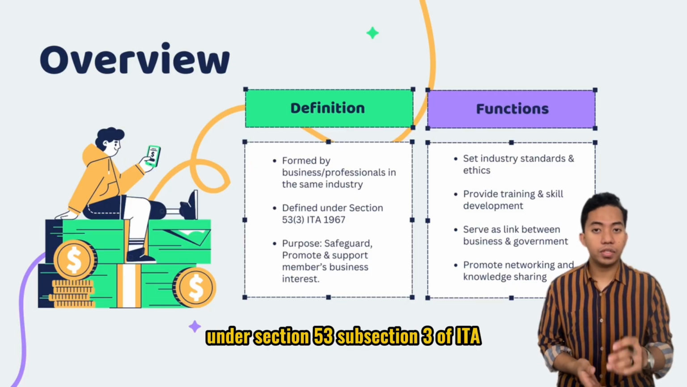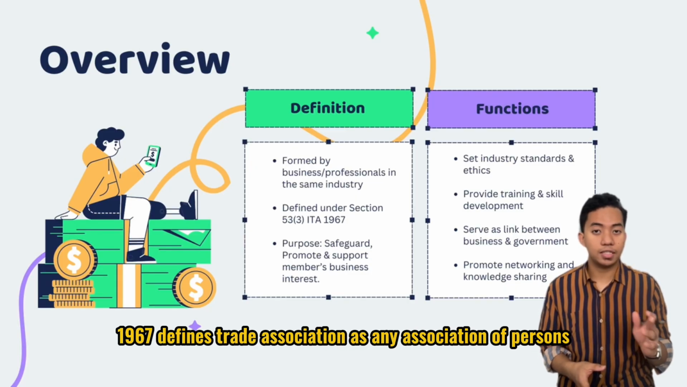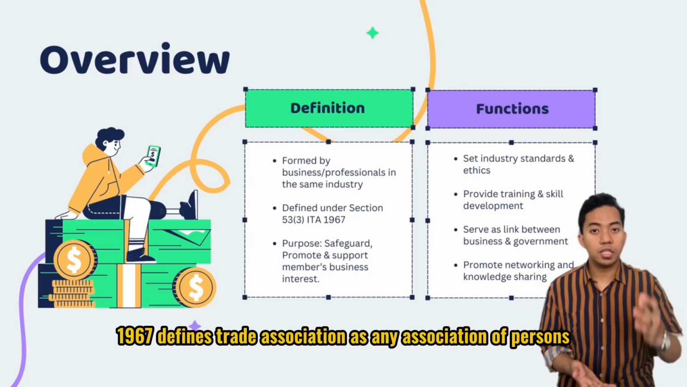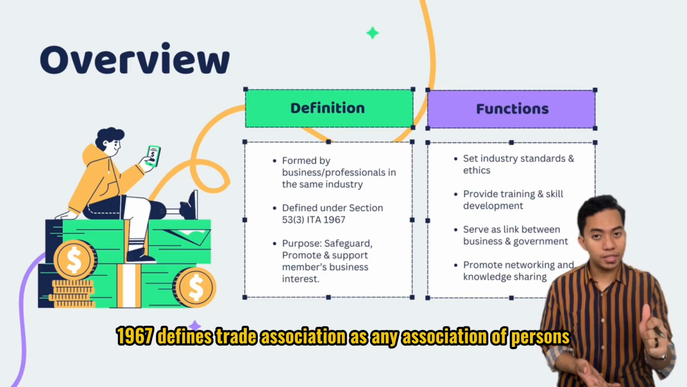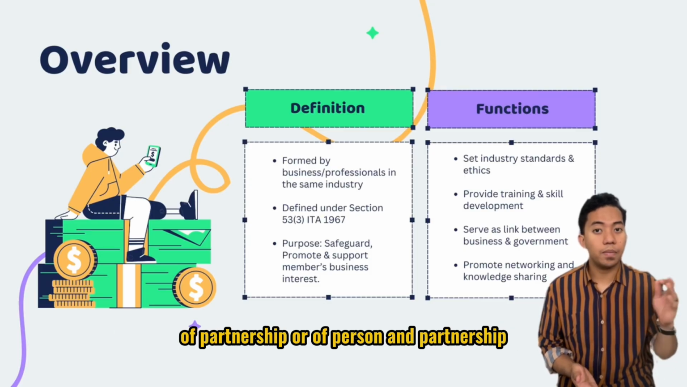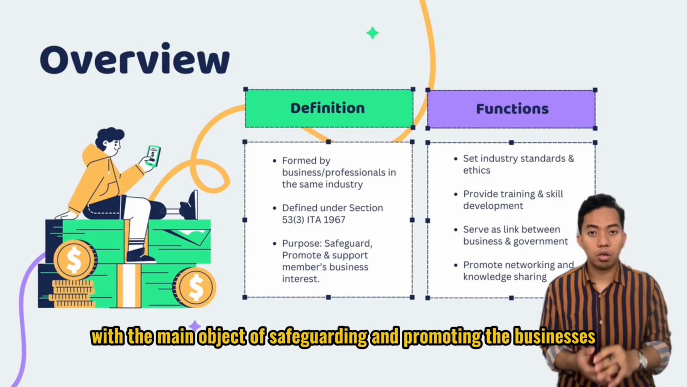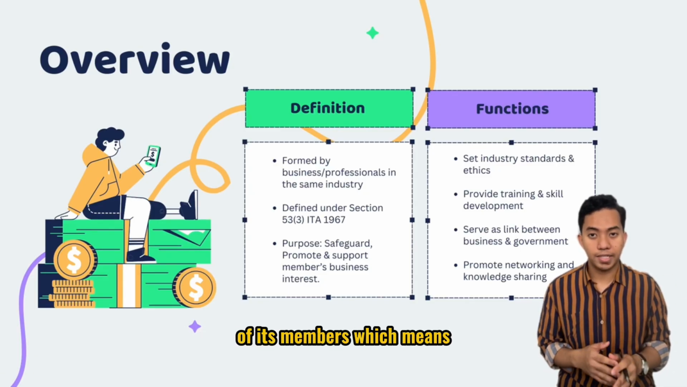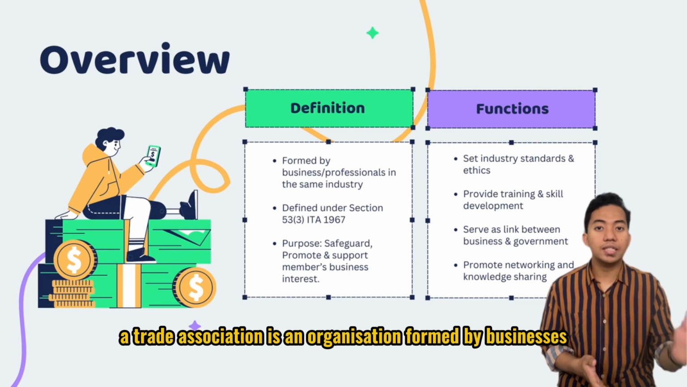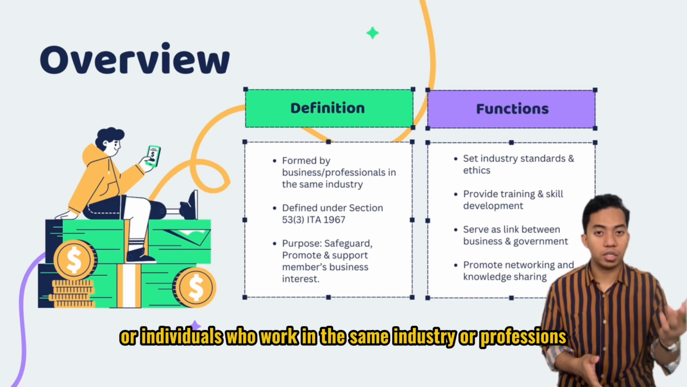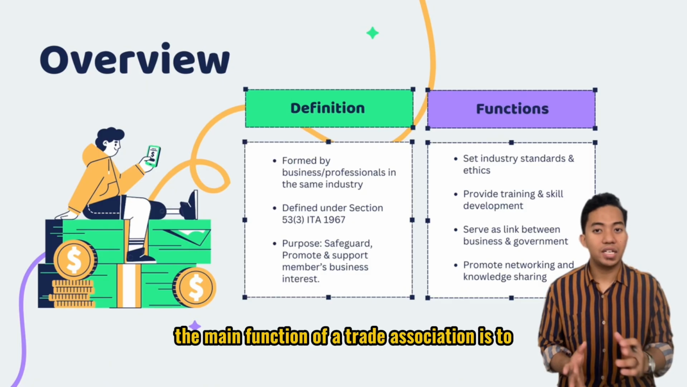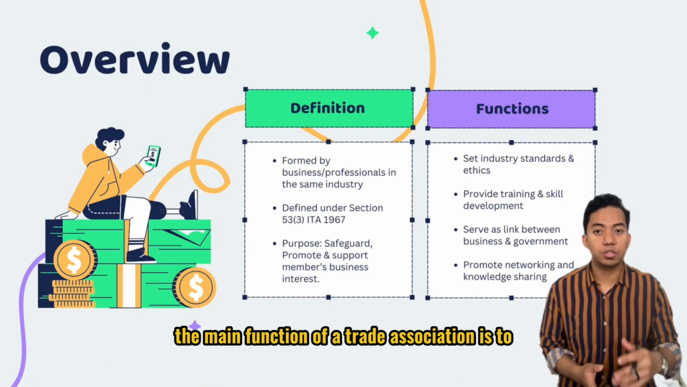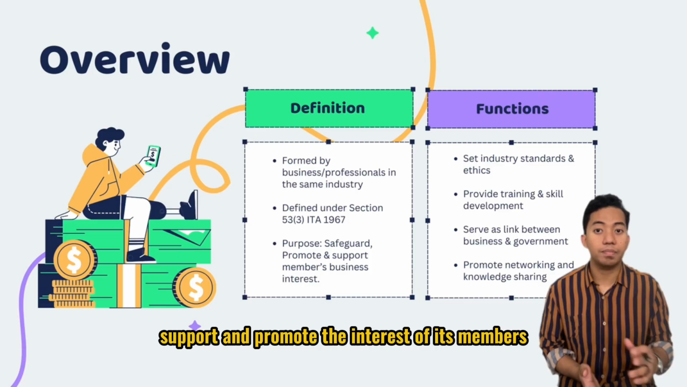Under section 53 subsection 3 of ITA 1967 defines trade association as any association of persons, of partnership or of person and partnership formed with the main object of safeguarding and promoting the businesses of its members. Which means a trade association is an organization formed by businesses or individuals who work in the same industry or professions. The main function of a trade association is to support and promote the interests of its members.